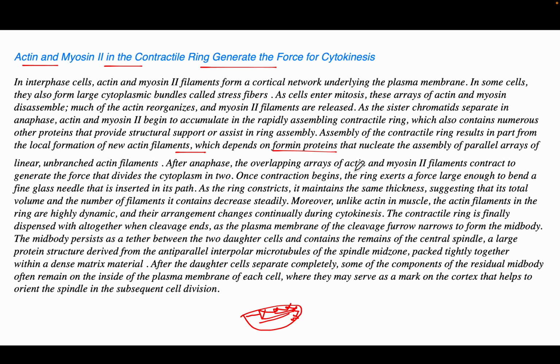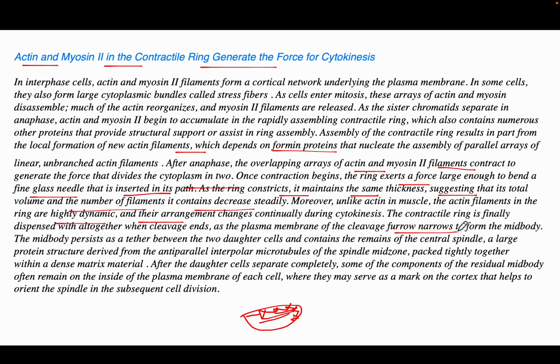So the overlapping array of actin and myosin 2 filaments contract to generate the force that divides the cytoplasm in two, and this contracting ring exerts a force large enough to bend a fine glass needle that is inserted in the path. As the ring constricts, it maintains the same thickness, suggesting that its total volume and the number of filaments it contains decrease steadily. Moreover, unlike actin in muscle, the actin filaments in the rings are highly dynamic and their arrangement changes continually during cytokinesis.